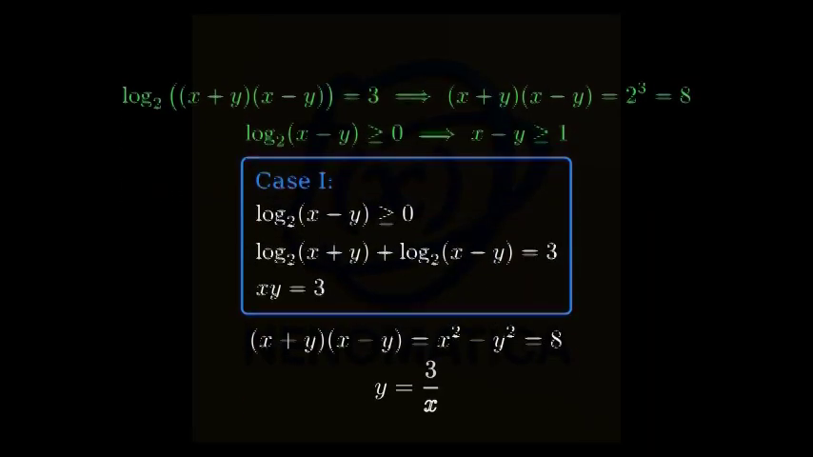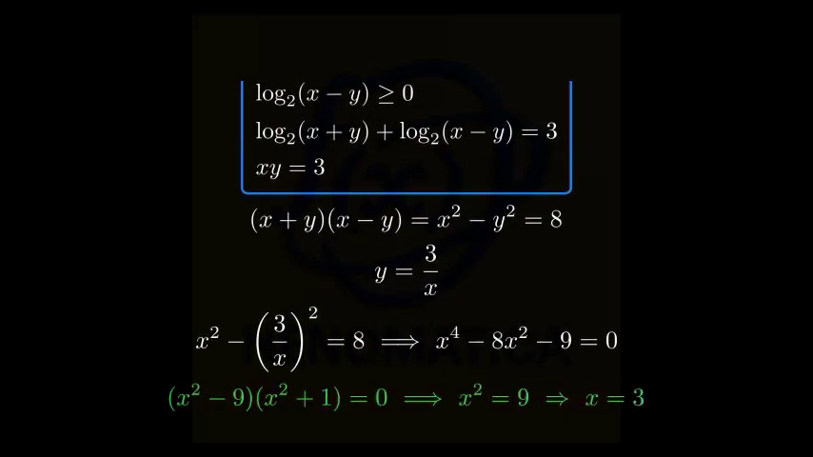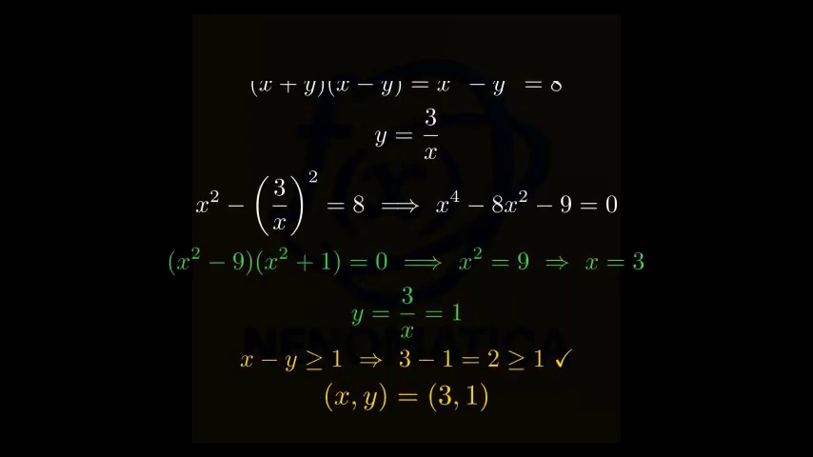Using the identity (x plus y) times (x minus y) equals x squared minus y squared, we get x squared minus y squared equals 8. Substitute y equals 3 over x from the product xy equals 3. Then x squared minus 9 over x squared equals 8. Multiply by x squared and rearrange to obtain the quadratic x to the fourth minus 8x squared minus 9 equals 0, which factors into (x squared minus 9) times (x squared plus 1) equals 0.